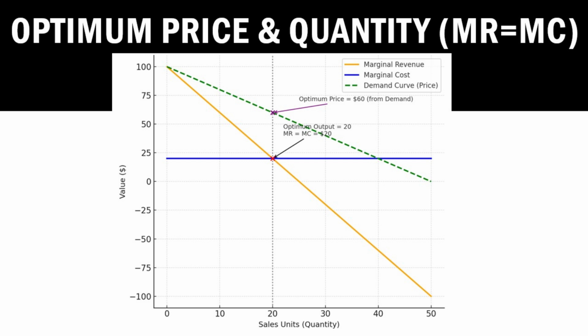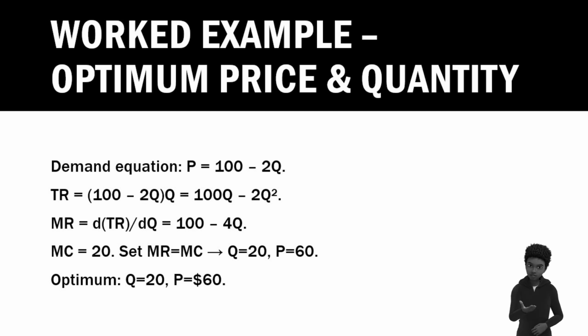But remember, the selling price is not taken from marginal revenue or marginal cost. It comes from the demand curve. At 20 units, the demand curve tells us customers are willing to pay $60 per unit. That's why the optimum combination is quantity equals 20 units, price equals $60, with marginal revenue and marginal cost balanced at $20.